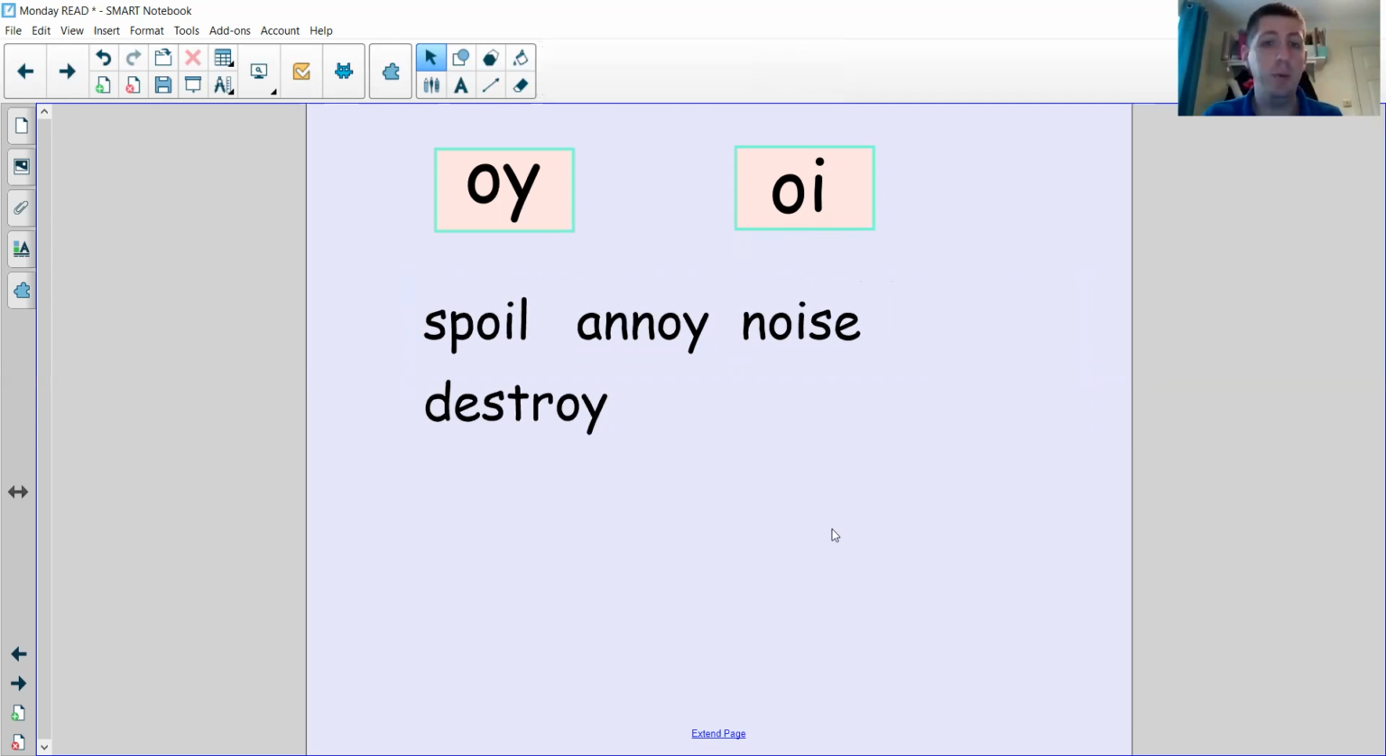If you did make a mistake with one of them, just make sure that you don't make that mistake again. And remember, the general rule is that the OY goes at the end of the word, and for OI words, it goes in the middle of the word. There are some exceptions, so you do need to be very careful, but most of the time, 95% of the time, that will work. Now, today we're going to be doing some reading together.